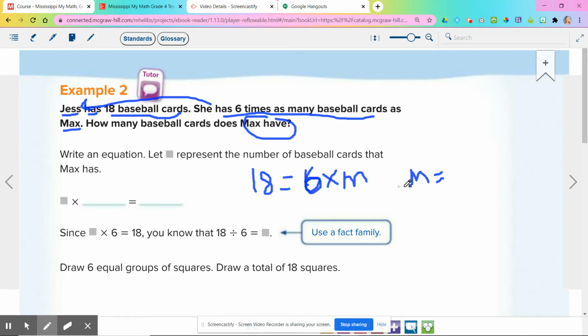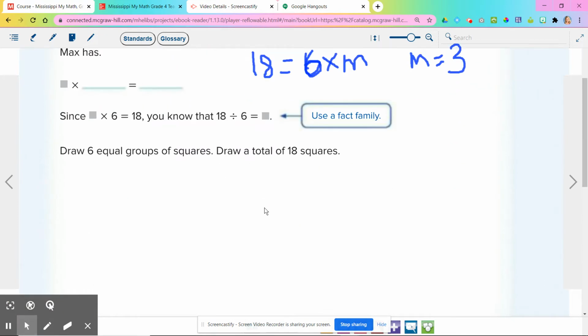So Max has 6 times what gives me 18. So Max has 3 cards. We had to divide because we knew how much Jess had, and she had the most. So that was my total. I had to see what number I could use 6 times that would give me 18. So we used our fact families to help us solve here.